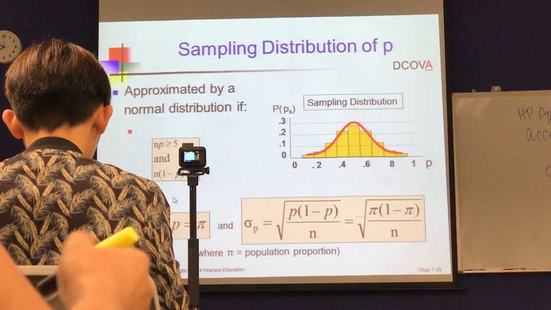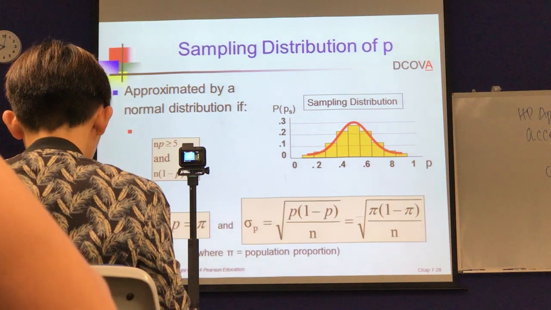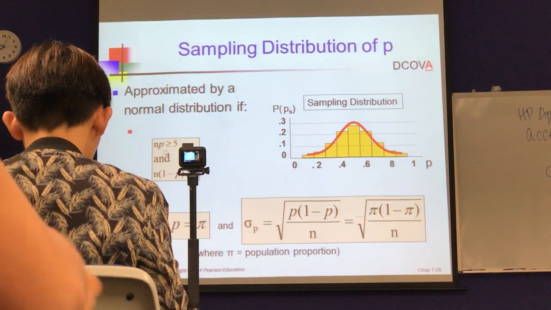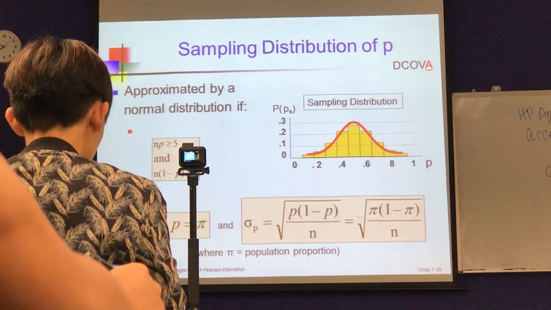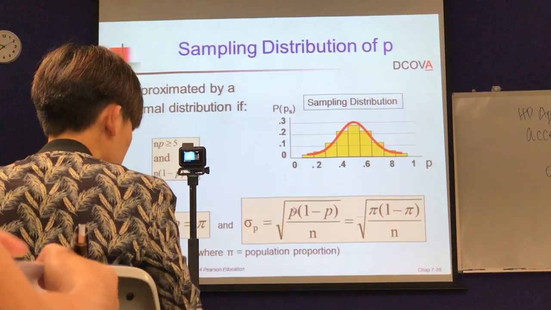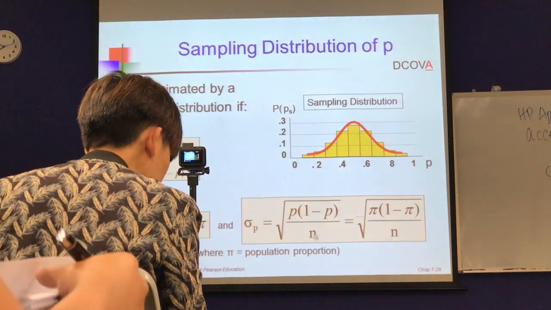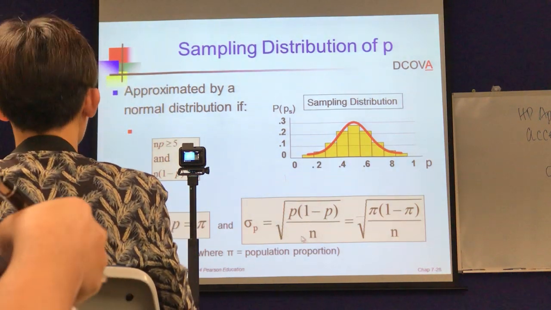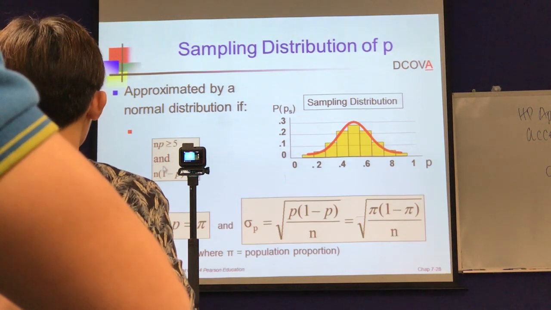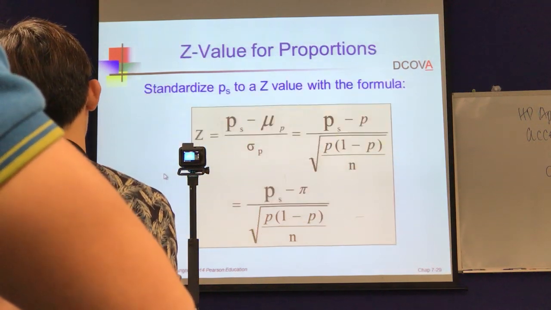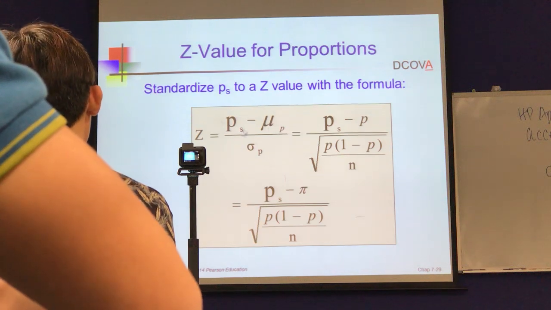You have to use this one first to test whether they are normally distributed or not. If they satisfy this, then you can use the formula here as a standard error. This is a standard error, provided they satisfy the normal distribution condition. So you can use this formula here.